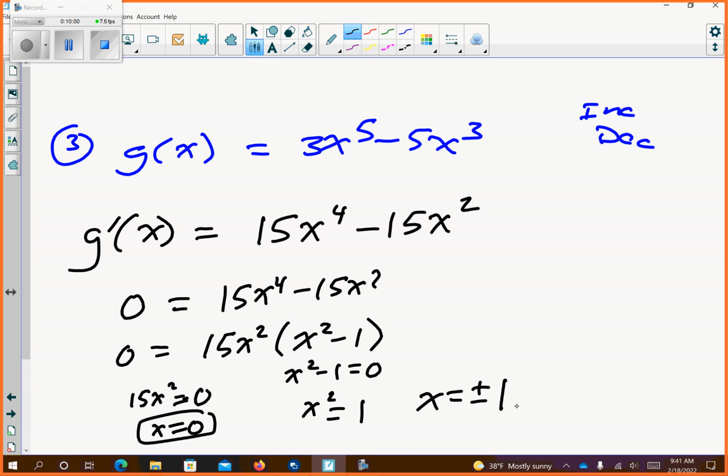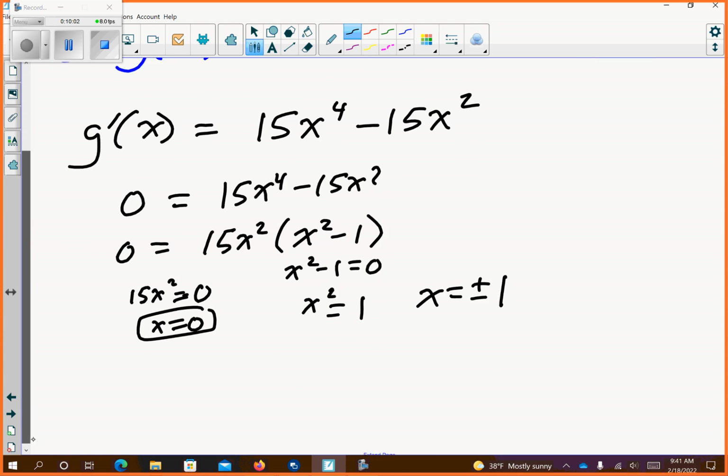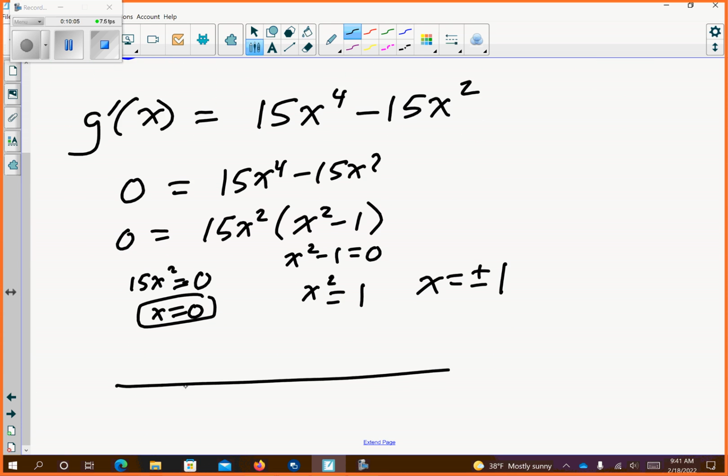Okay? So our sign line is going to look something like this. I have -1 here. I have 0 here. I have 1 here. Let's pretend I could space out really well.